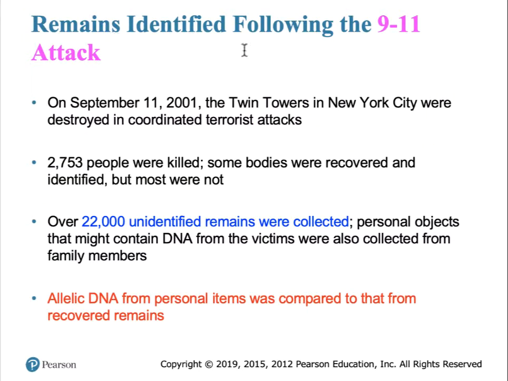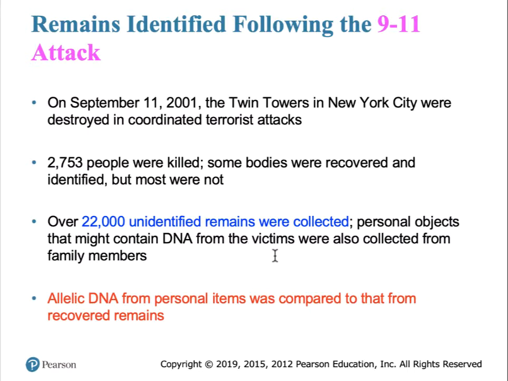Everybody should understand that during the 9/11 attack on the World Trade Center, 2,753 people were killed when the buildings collapsed. Some bodies were recovered and identified, but unfortunately, because of the way the buildings came down, most were not. In the subsequent investigations, over 22,000 unidentified remains were collected, mostly dentals and bone samples.